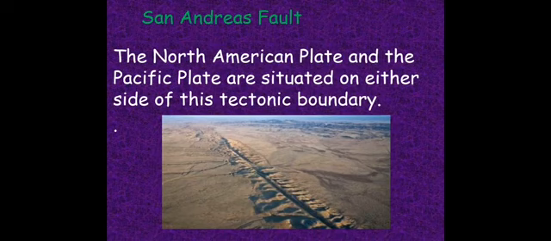Okay, an important point about tectonic plates is the San Andreas Fault. The North American plate and the Pacific plate are situated on either side of this tectonic boundary. So that means the San Andreas Fault is formed by the boundary of two tectonic plates. They are the North American plate and the Pacific plate. You can see the boundary, so we call it the San Andreas Fault.